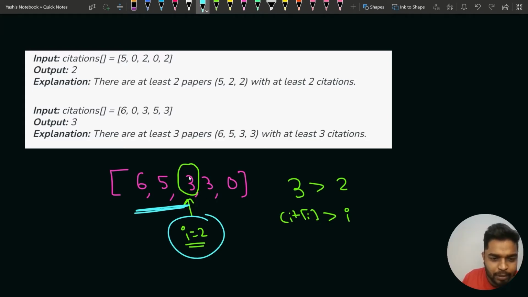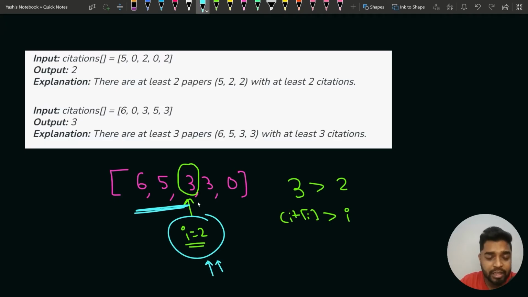Correct. So if I'm at this particular index and this particular index element has a value more than the index, this means that on the left side all the other papers also have values greater than this particular index. So if the index is 2 and the citation here is 3, the citation is greater than the index. This basically indicates that for this particular case, there are at least 3 papers on the left side that have citations greater than or equal to 3 here.